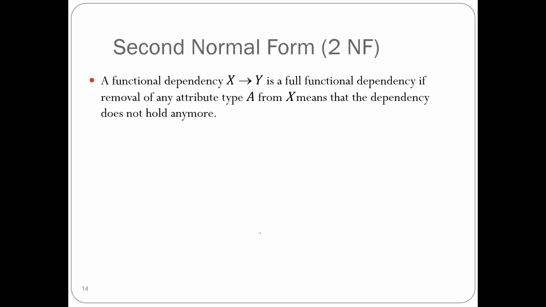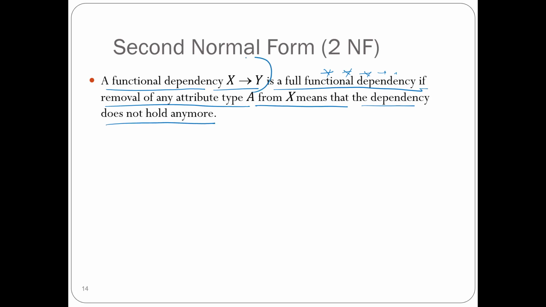Fine, now let's move on to the next normal form, which is called second normal form or 2NF. For second normal form, we'll have to understand a kind of functional dependency. Okay, so please pay attention to that. A functional dependency X to Y is a full functional dependency. Please make sure that you understand full functional dependency. A functional dependency from X to Y is a full functional dependency if removal of any attribute A from X means that the dependency does not hold anymore.